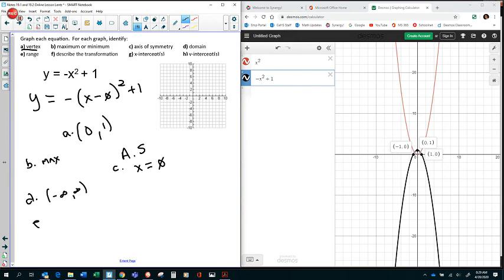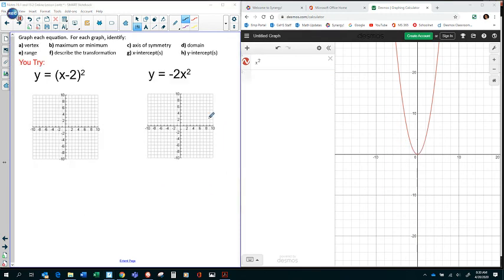E, the range. It peaks at y equals 1, so our top end is going to be 1, and it goes down. So -infinity is our low number, and 1 is the top number, and it can be included. F, describe the transformation. It just shifted up 1. It didn't go left or right, just shifted up 1. Our x-intercepts are -1 and 1, and our y-intercept is 1.